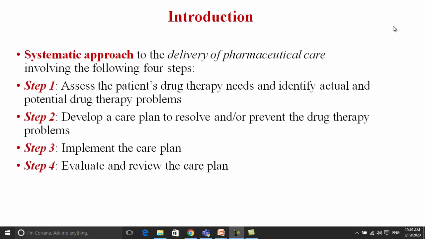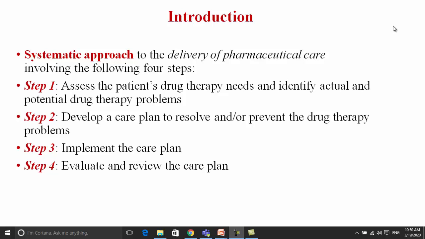From now on, the slides are highly important, and you have to understand each step. If you have a question, please don't hesitate to send a message through the electronic learning system provided by Zarqa University, and please don't hesitate to ask any question from now on, because this information is highly important. You have to understand the systematic approach when you deliver pharmaceutical care to the patient.